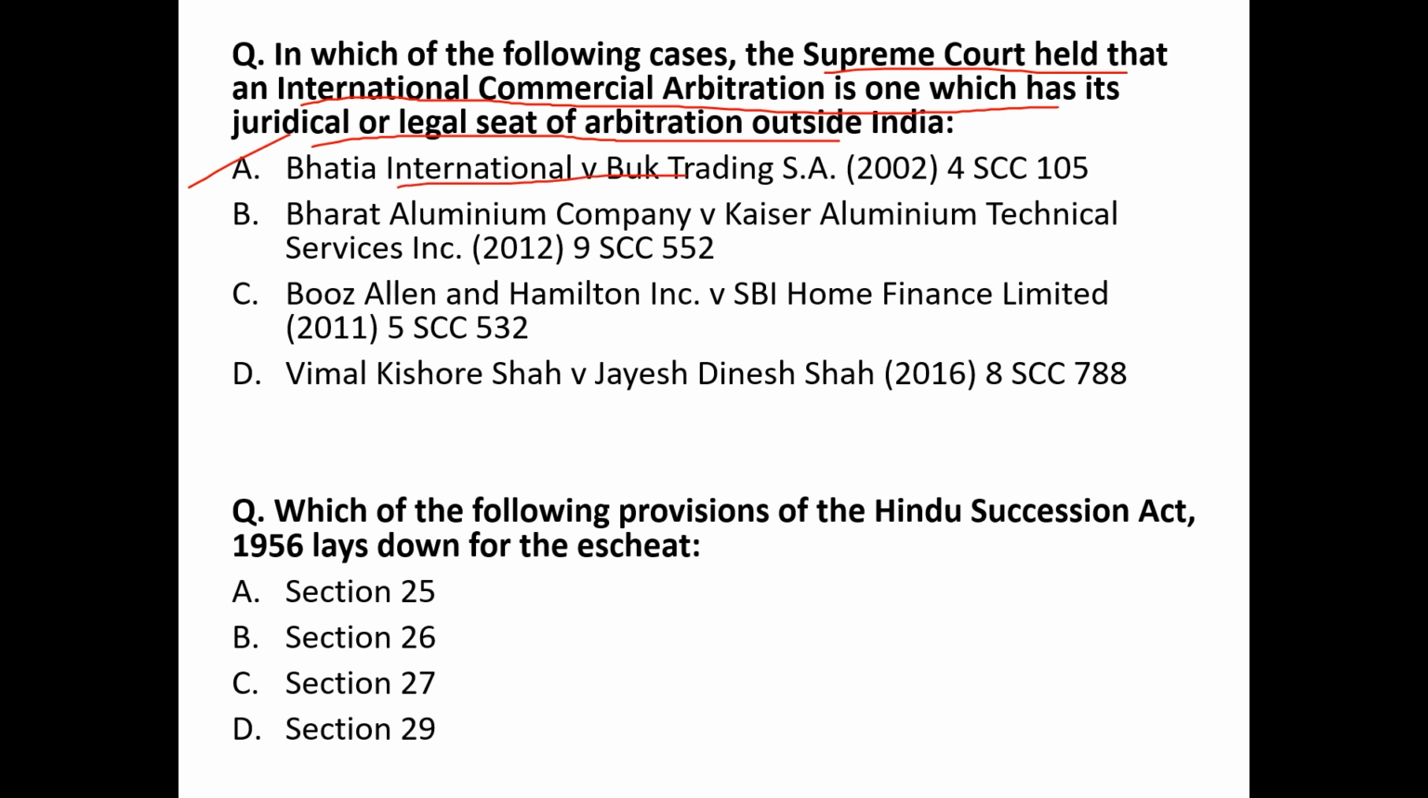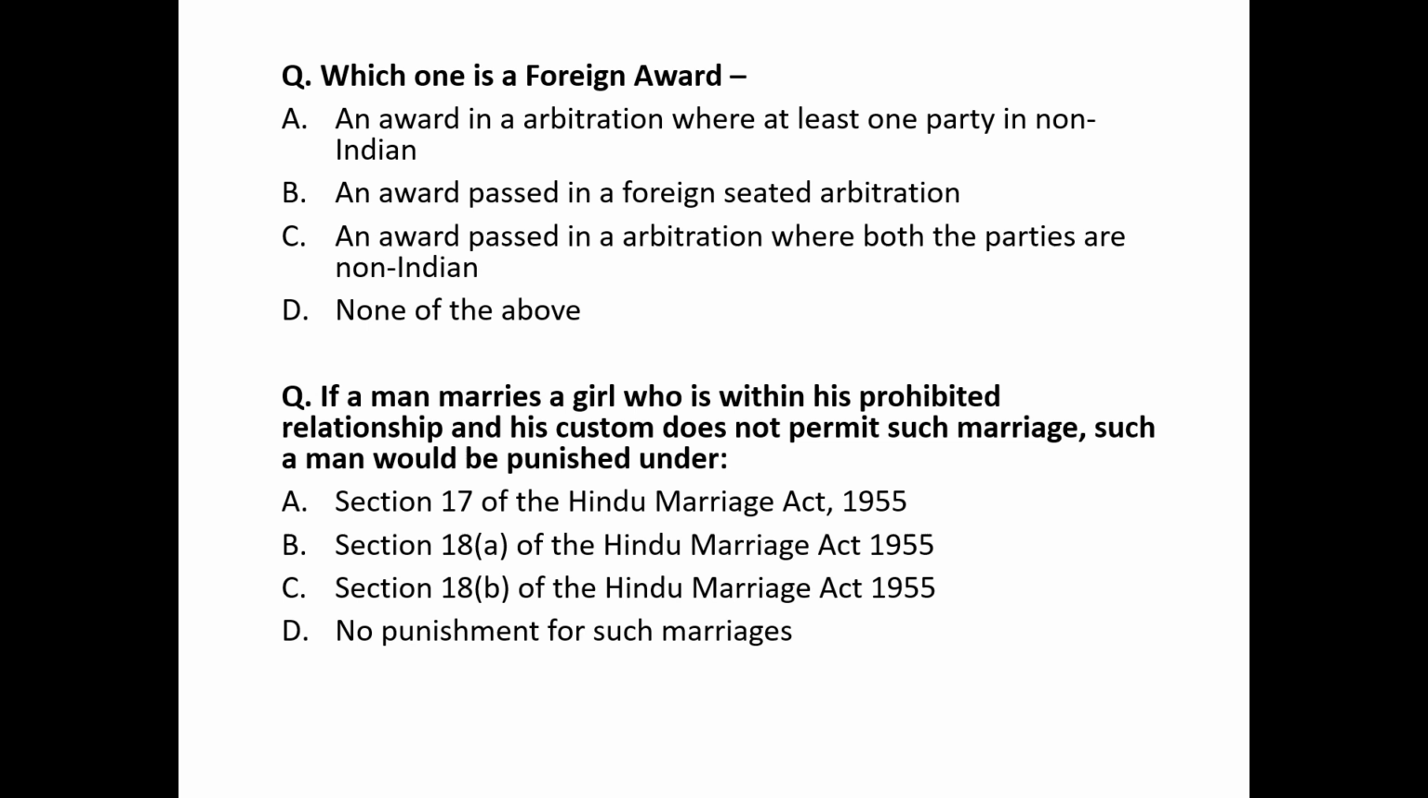Next question. Which of the following provisions of Hindu Succession Act 1956 lays down provisions for escheat? It's option D, Section 29. Next question. Which one is a foreign award? An award passed in a foreign seated arbitration. Option B. Next question. If a man marries a girl who is within his prohibited relationship and his custom does not permit such marriage, such a man would be punished under Section 18B of the Hindu Marriage Act 1955. Option C.